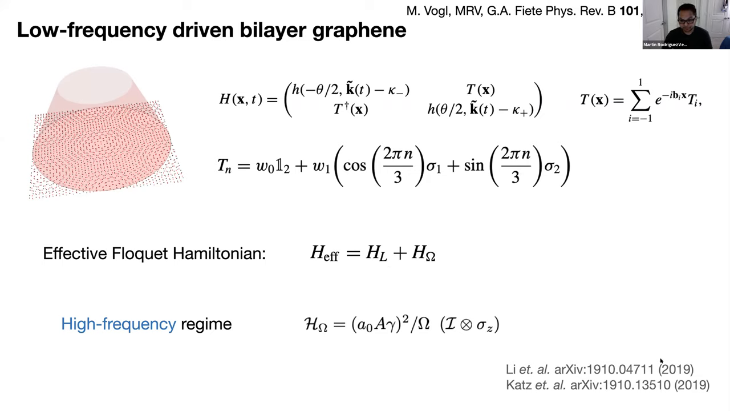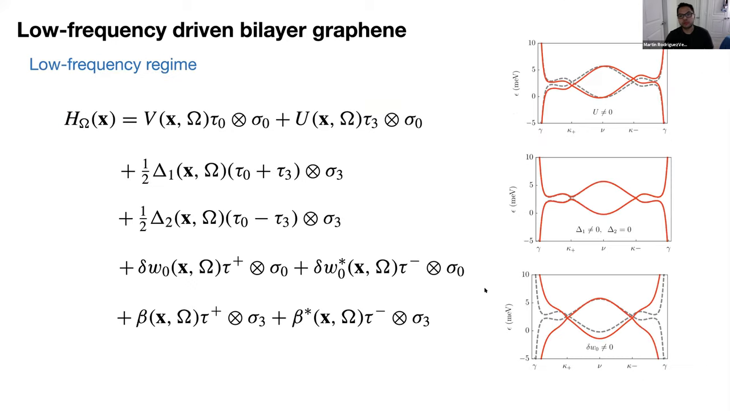Now, in the high frequency regime, there were previous works that found that the spectrum gets a gap because you are breaking time reversal symmetry, which goes as 1 over the frequency. However, when you go to the low frequency regime, which was the interest of our work, you can generate a very large number of different terms that you can select by appropriately choosing the frequency omega and the strength of your drive. I don't want to dwell too much on each of these terms, but I just want to highlight that each of these terms can give a different distortion of the band structure when you are near the magic angle.